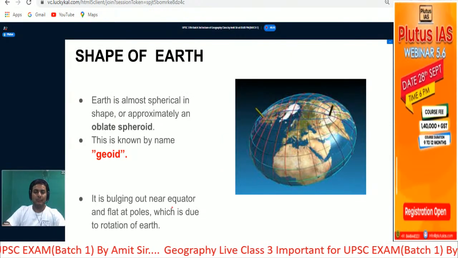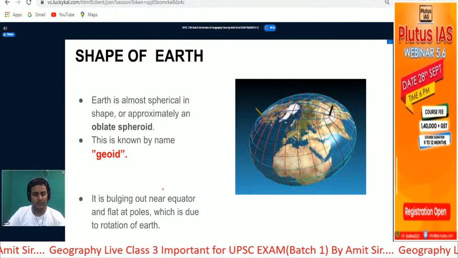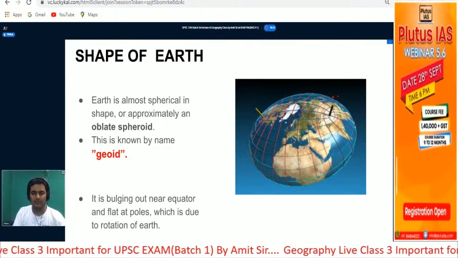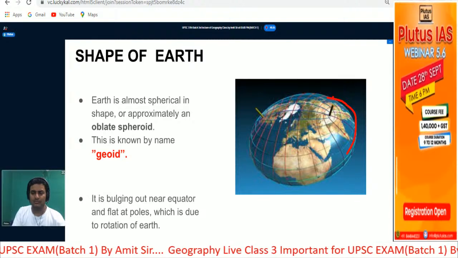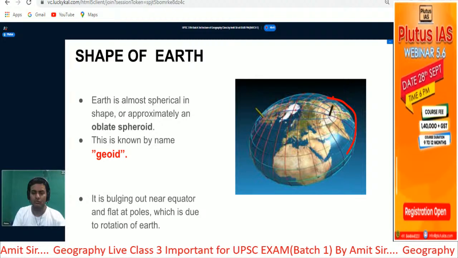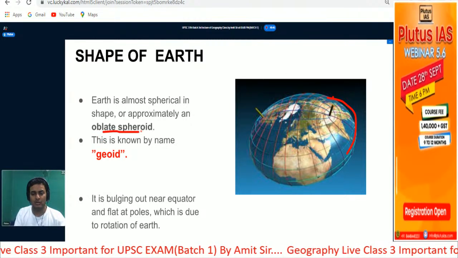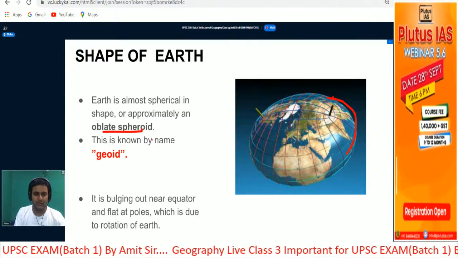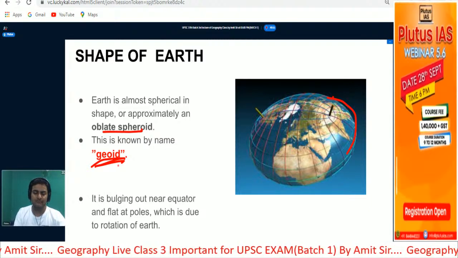The first topic on Earth we are going to discuss is the shape of Earth. I think we have already discussed that Earth is bulgy at the center, bulging out at the center and flattened at the poles. This shape is an oblate spheroid, and the name given to this shape is geoid.